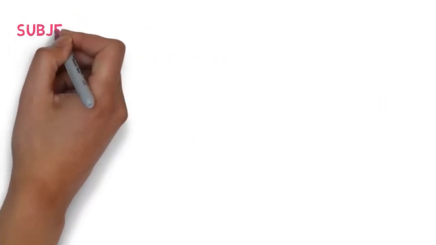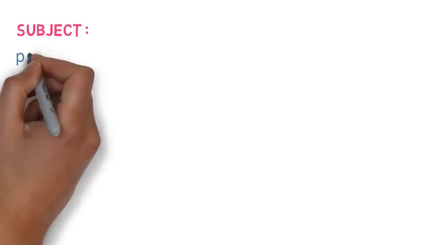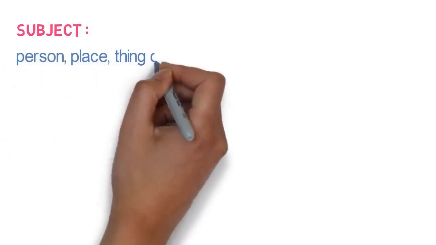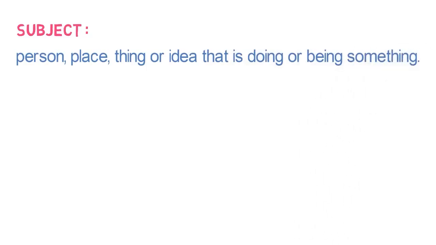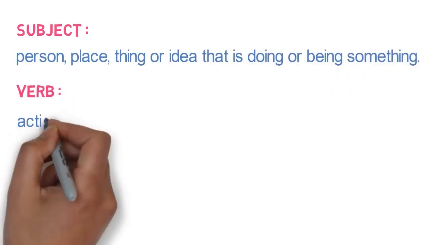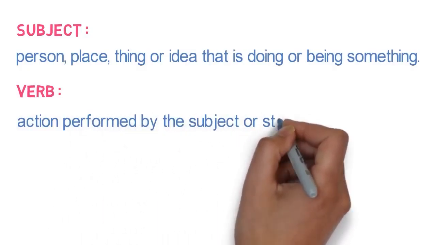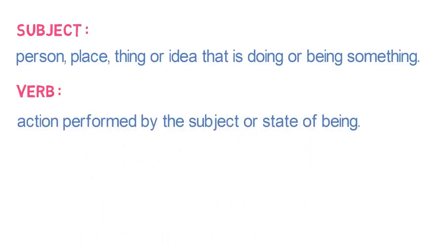So what is a subject in a sentence? The subject of a sentence is the person, place, thing or idea that is doing or being something. And what is a verb in a sentence? It is the action performed by the subject or state of being. Let's understand it with an example.